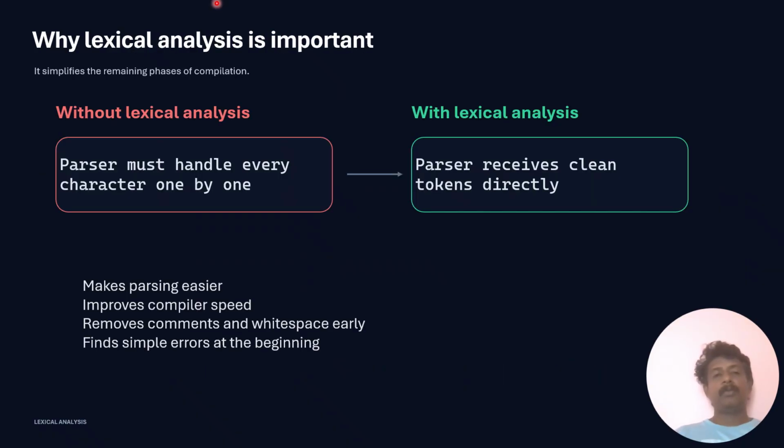Okay. So why is lexical analysis important? Without it, the parser would have to read every character itself. That would make the parser more complicated. So lexical analysis gives clear tokens to the parser. It removes spaces and comments. It groups characters correctly. It also finds simple errors at an early stage. So this makes the compiler easier to design and faster to work. The lexical analyzer is the cleaning and organizing step before parsing.